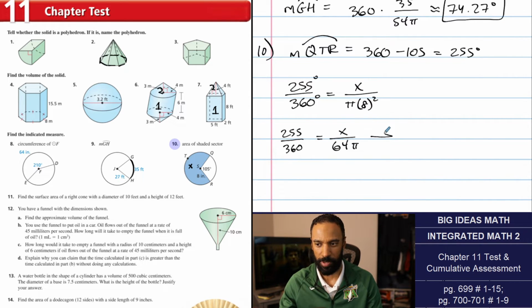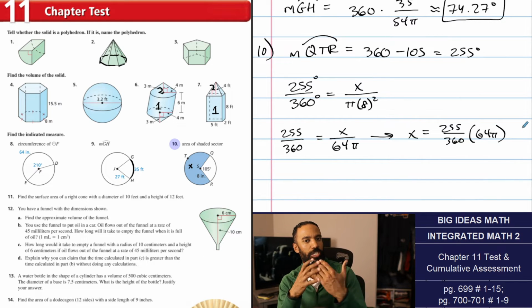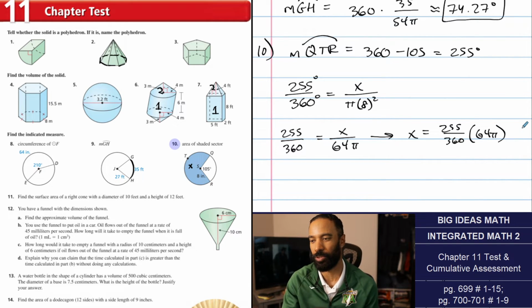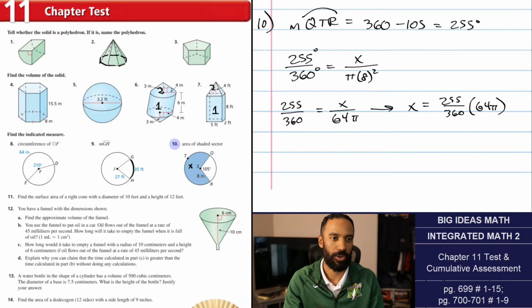We're going to multiply both sides by 64 pi. That's what happens. 255/360ths of 64 pi. That's why I reduced that other one to 7/12. That's like an easier fraction. We got to take 7/12 of the number. It's a little cleaner to say. All right, anyway, I'm still going to calculate that one.